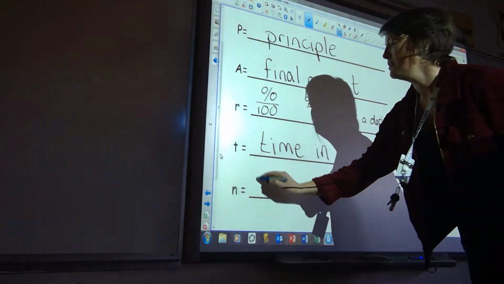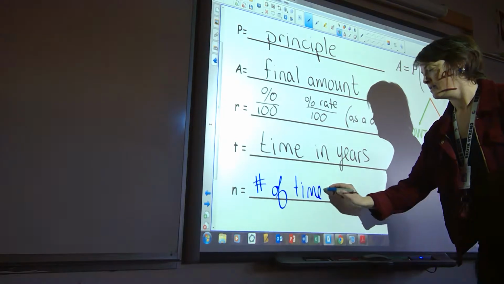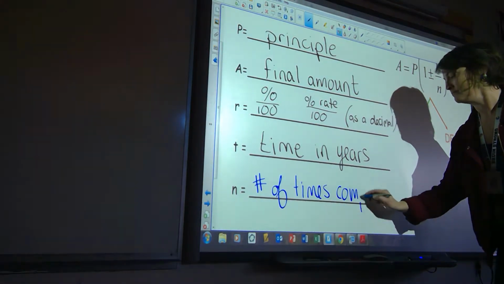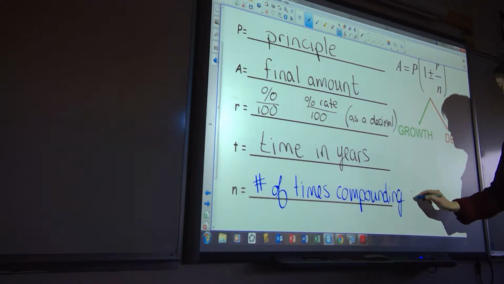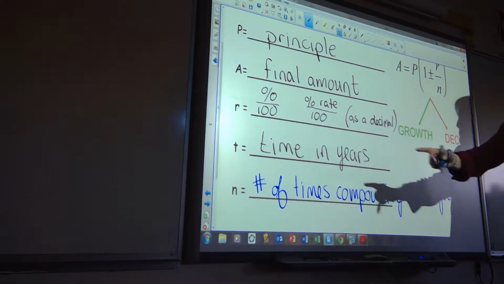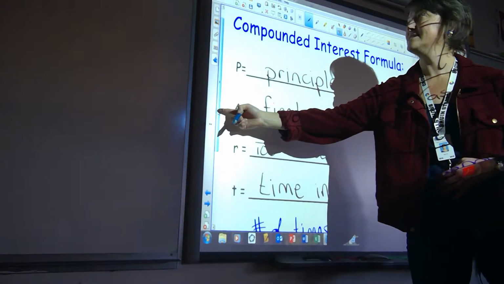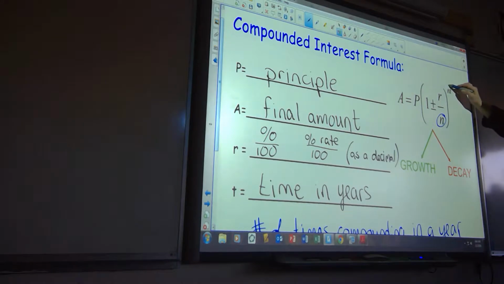So, number of times compounding in a year. And that is going to pop up twice in the formula. You will see it here, but it is also up here.